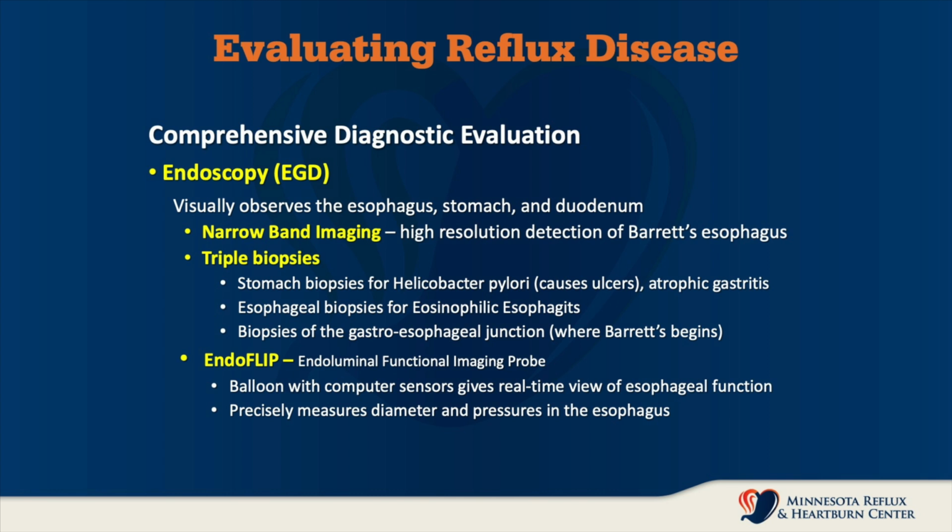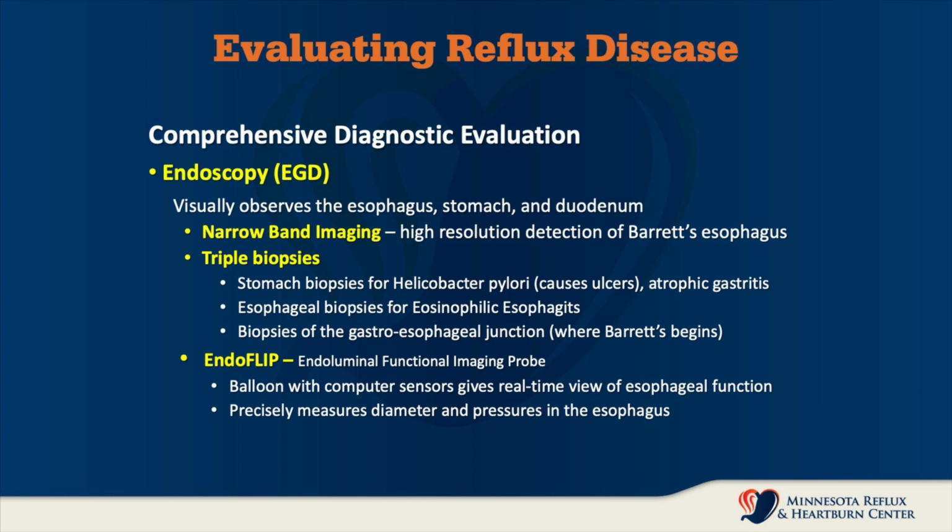On the scope, there are also special lights, a narrowband imaging, which is a high resolution for the detection of Barrett's esophagus. Triple biopsies are also completed during the endoscopy. These typically include biopsies of the stomach for H. pylori, which is a bacteria that can cause ulcers. It's also looking for atrophic gastritis. Esophageal biopsies, the body of the esophagus, for eosinophilic esophagitis, along with biopsies at the gastroesophageal junction where Barrett's begins.